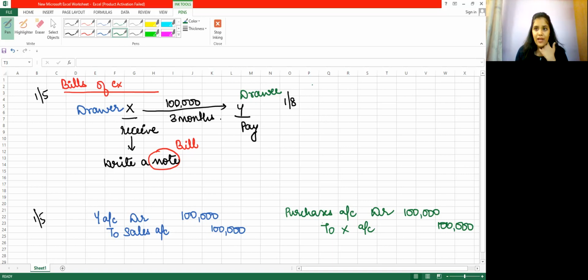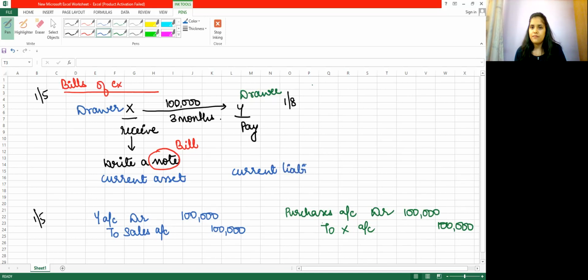Now, because this bill is for a short duration, that is only 3 months, therefore, for Mr. X, this will be a current asset, and for Mr. Y, it will be a current liability. Okay. Now, this current asset from Mr. X's point of view is called as bills receivable. And from Mr. Y's point of view will be called as bills payable.